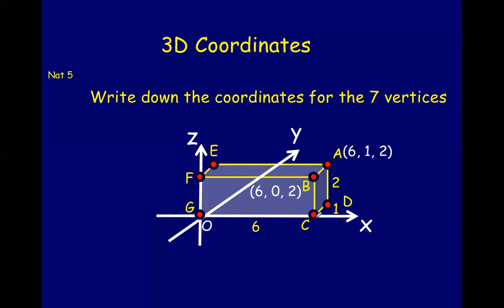So now if you were to do C, you can see that C has got an X of 6, but it's not moved anywhere on Y, so that'd be 0. And it's not moved up or down either, so it's going to be 0. So C, if it's done properly, should be 6, 0, 0.